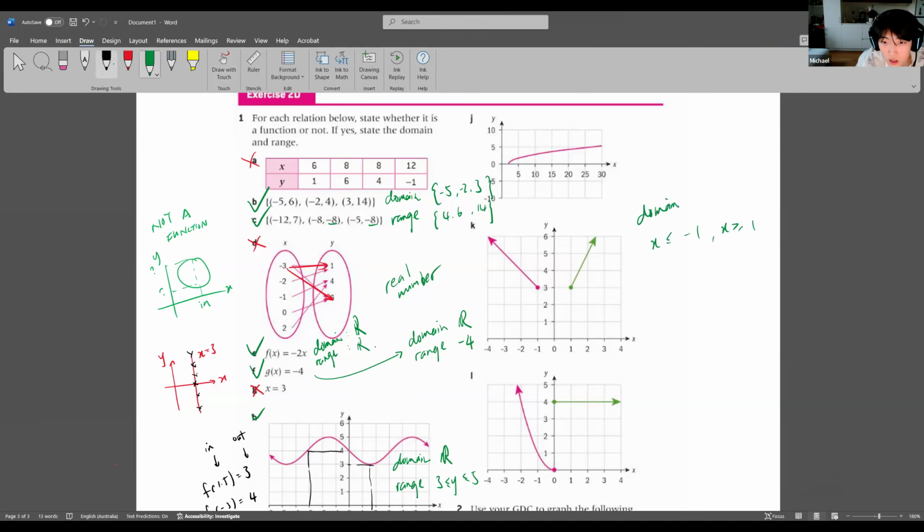What about range? Range is anything smaller than -1 or anything bigger than 1. That is the domain. Wait, the output: anything bigger than or equal to 3.